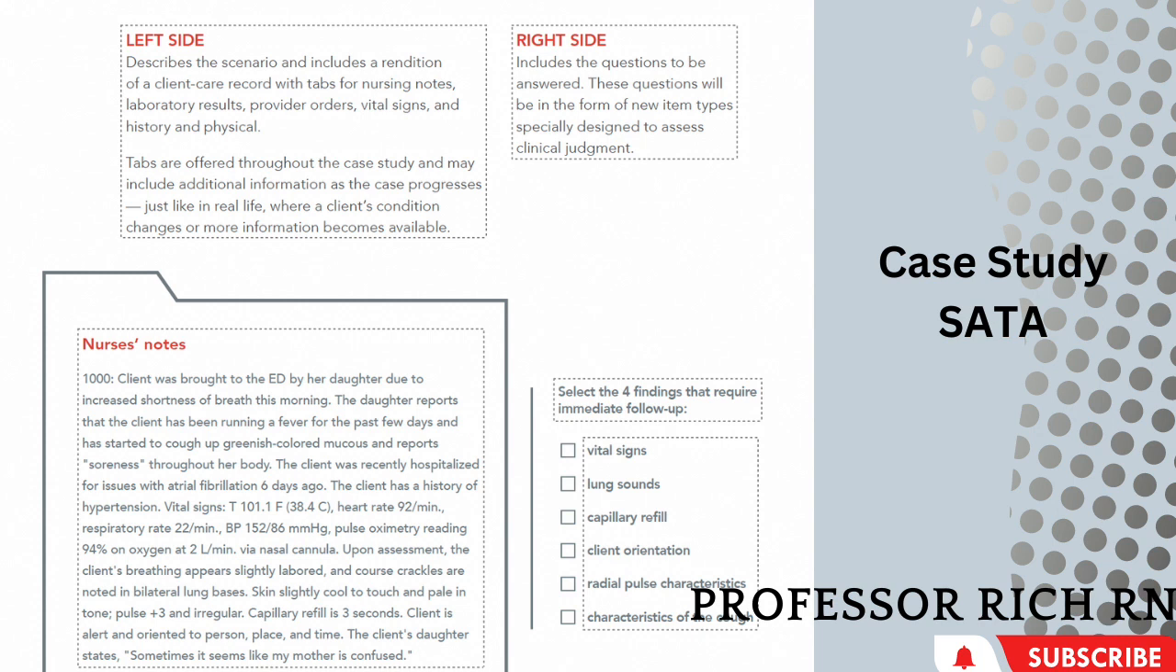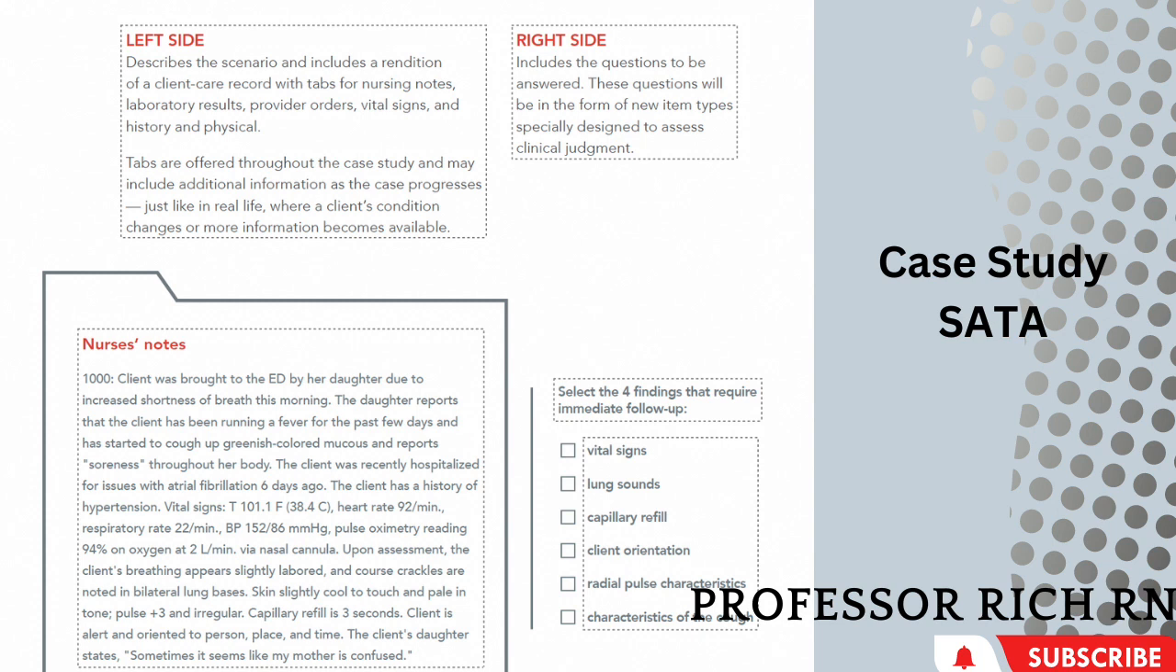So the first one that we're going to cover is a case study, and we're going to cover the case study select all that apply. So here you can see we have nurse's notes. We have a client that was brought into the ED by her daughter due to increased shortness of breath in the morning. The daughter reports that the client has been running a fever for the past few days and has started to cough up greenish colored mucus and reports soreness throughout her body. The client was recently hospitalized for issues with atrial fibrillation 6 days ago.